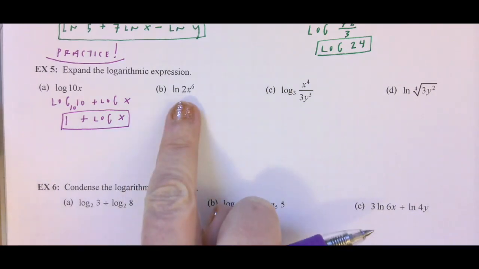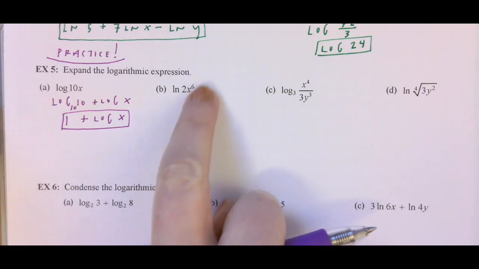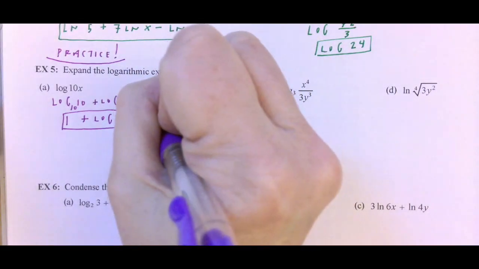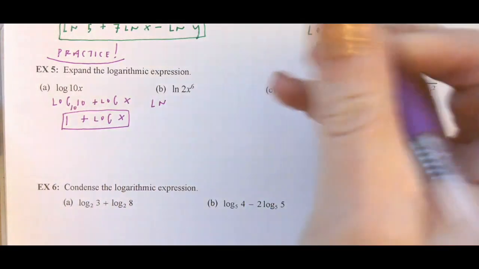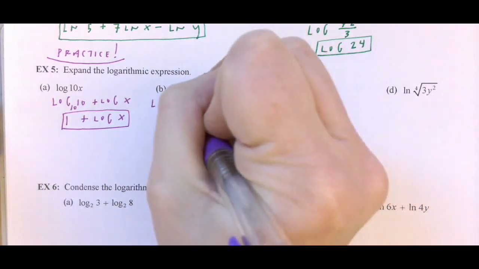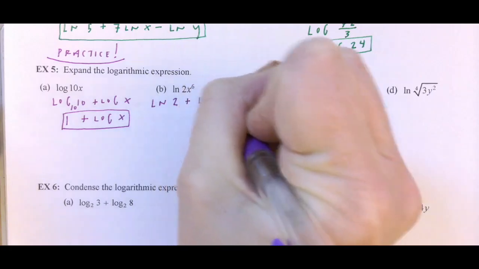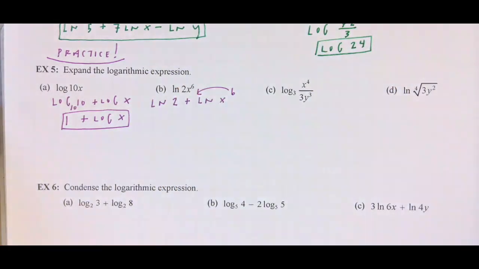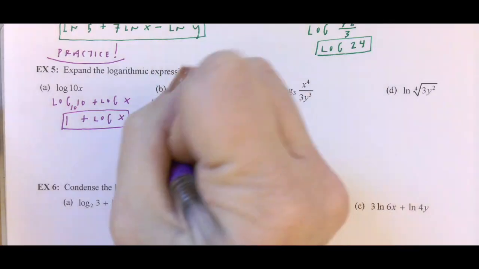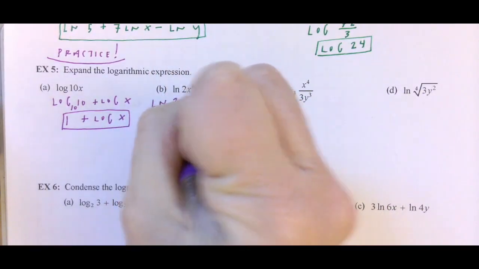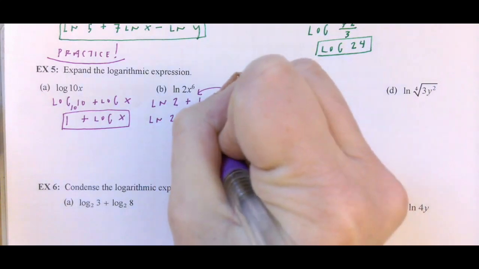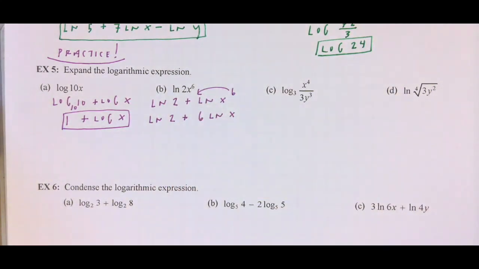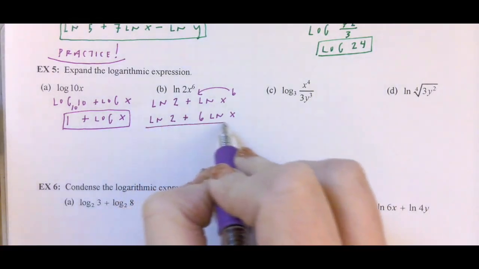All right, next one here. So here I want to expand it. Here I see a product in the argument position. So I use that product property to split it up. Natural log of 2 plus natural log of x to the 6th power. Pull the 6 out in front, that's the power property. Natural log of 2, ln 2, plus 6 times natural log of x. Okay, that's it. Nothing else to do.